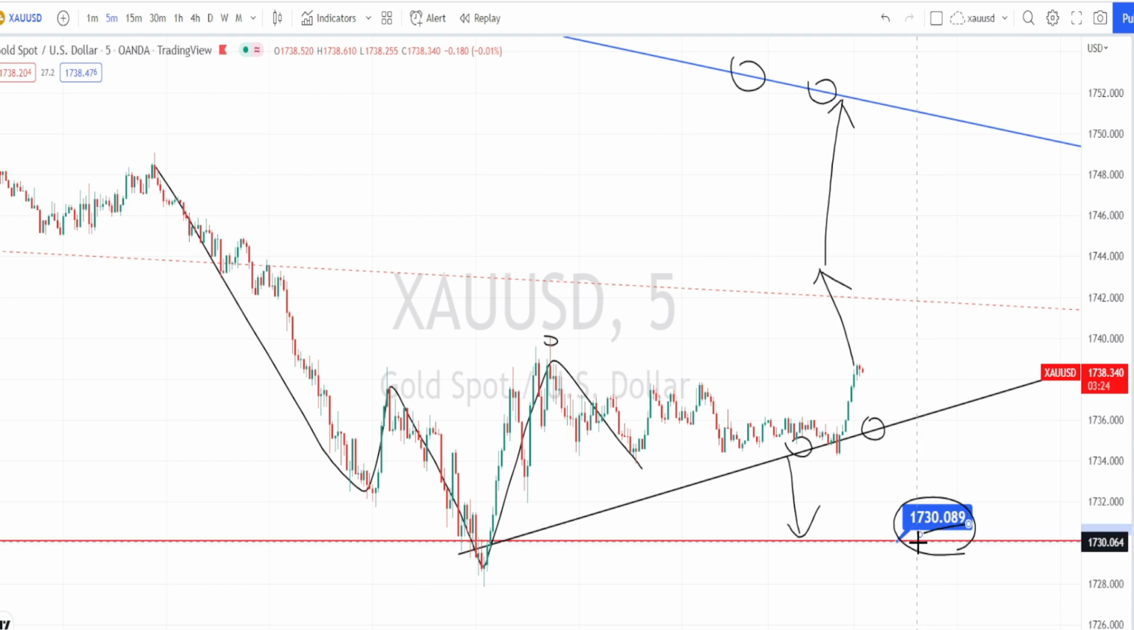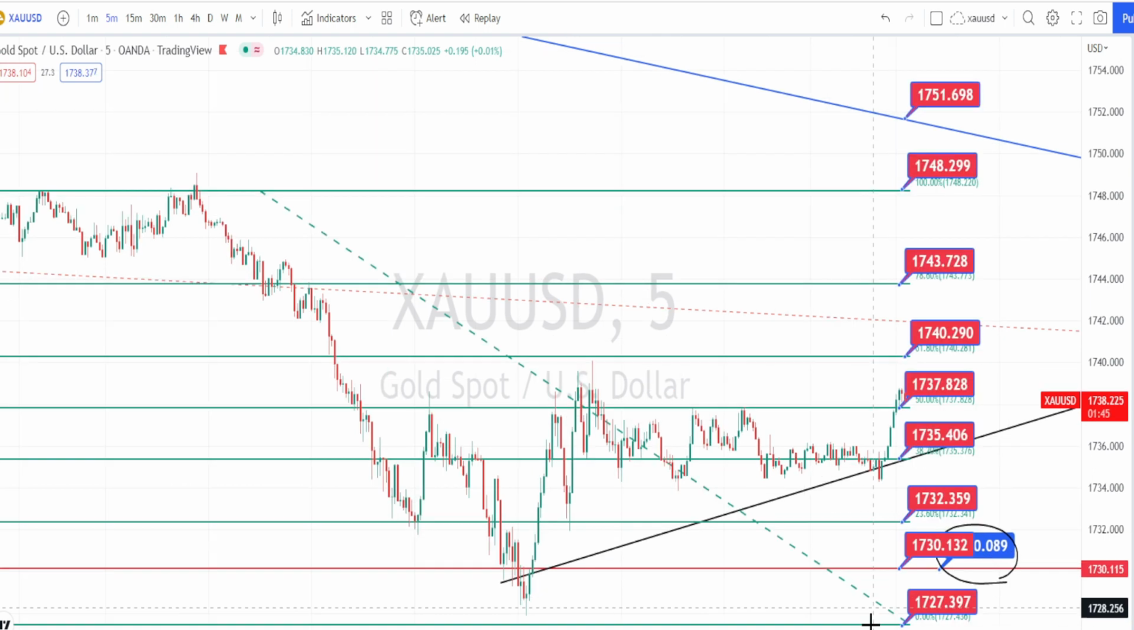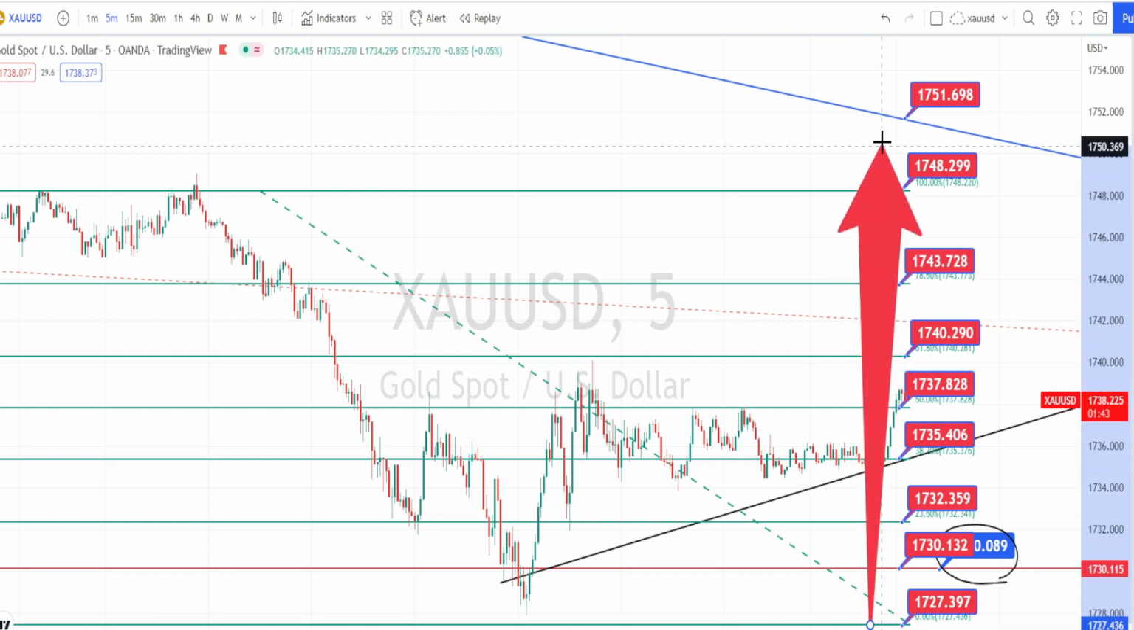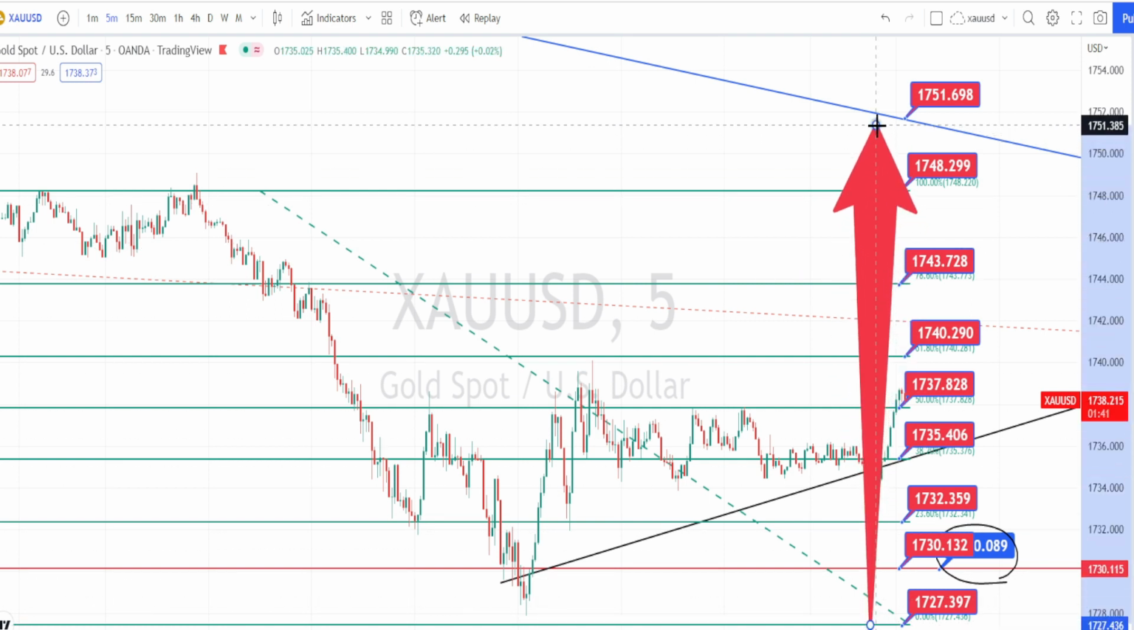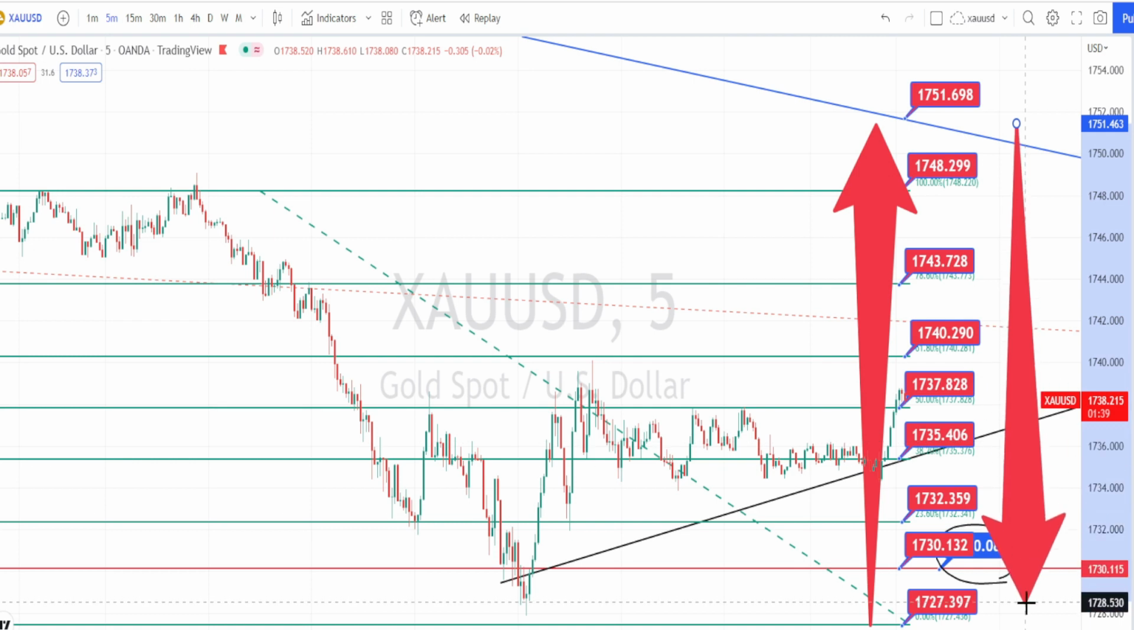First level of support is going to be around 1730, and if the price action breaks this support level, we can expect the bearish side trend to continue in 5 minutes time frame also. Let us mark the support and resistance levels. So the values within these red color boxes are the resistance and support levels for 5 minutes time frame.